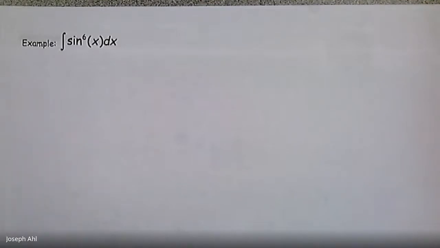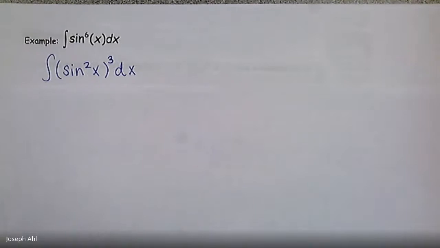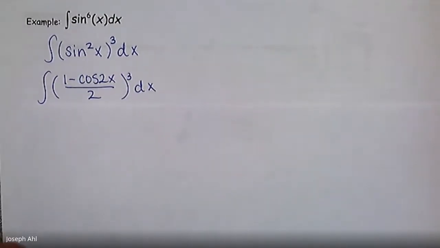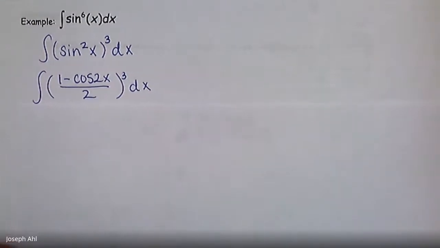All right, here's what we're going to change it into. How about sine squared cubed? That's an easy first step. So then we're going to use the double angle identity substitution for sine squared that we saw earlier. 1 minus cos 2x over 2 cubed is what we now have on the inside.